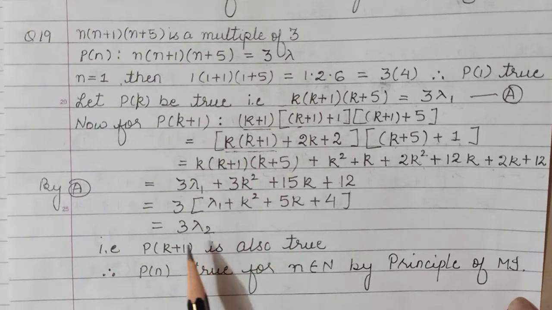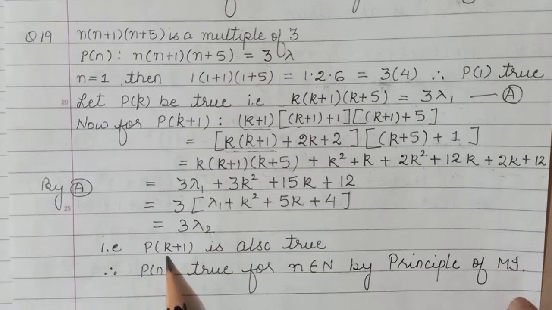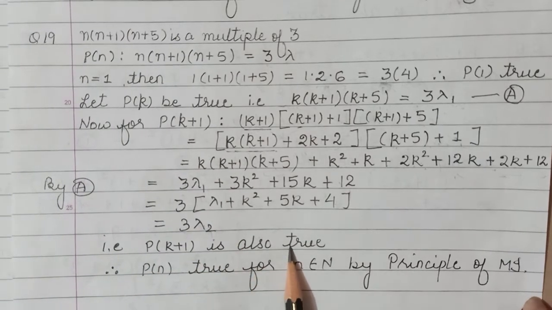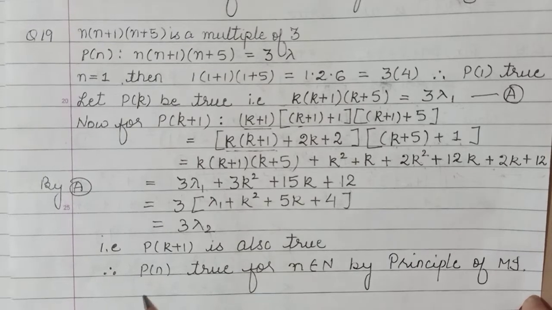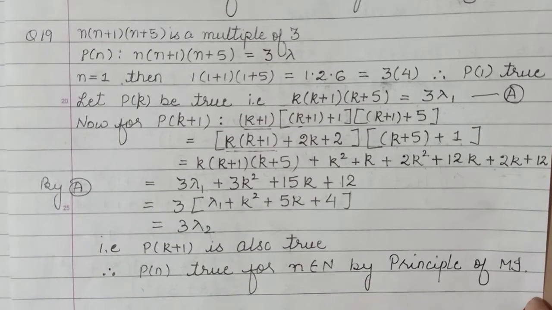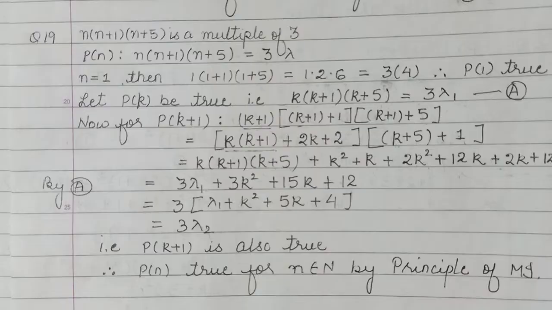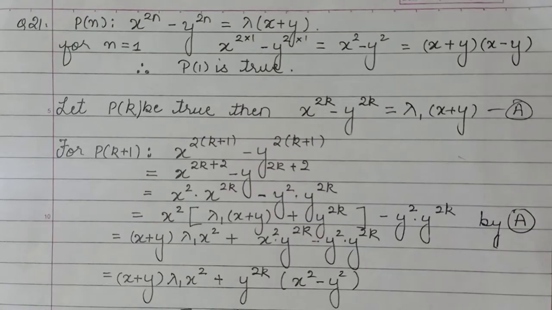Okay, so once you show 3 into something, you would say now we started with k plus 1, so the result is coming true for k plus 1 as well. Hence by principle of mathematical induction it will be true for all natural numbers. See the 21st one now, children.